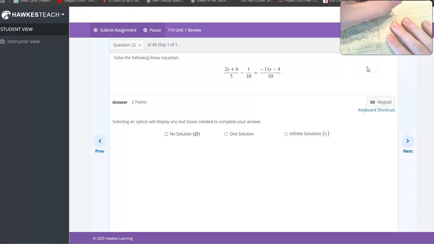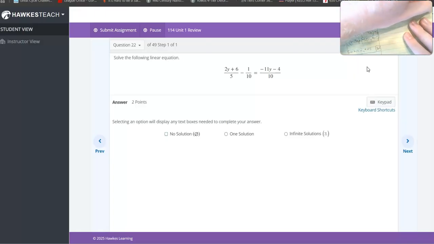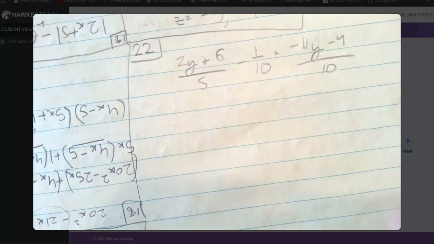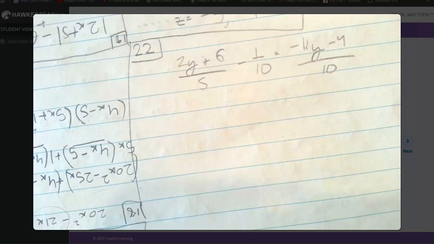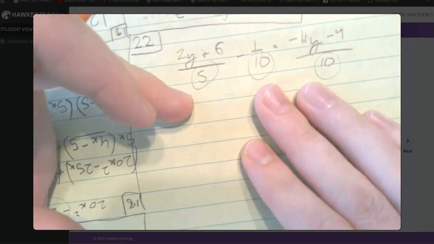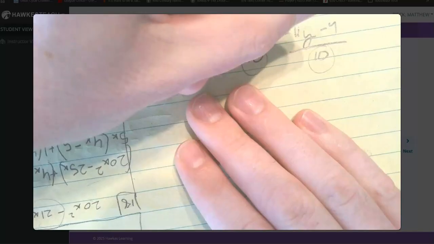All right, so the next one here is looking at solving a rational equation. So we have 2y plus 6 over 5 minus 1/10 equals negative 11y minus 4 over 10. Generally my first step is to get rid of the denominators if I can. So in this case, we're looking for something that 5 and 10 both go into. In that case, that's 10. So I'm just going to multiply everything by 10 all the way through.